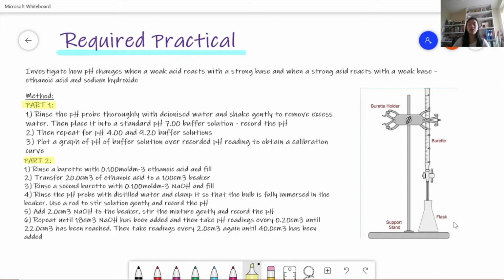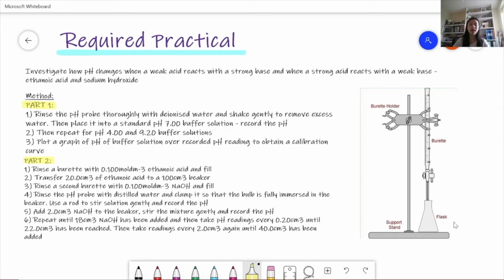And then after that, we take pH readings every 0.2 centimeters cubed of sodium hydroxide that has been added until 22 centimeters cubed has been reached. And then we take the readings every 2 centimeters cubed added again until 40 centimeters cubed has been added.